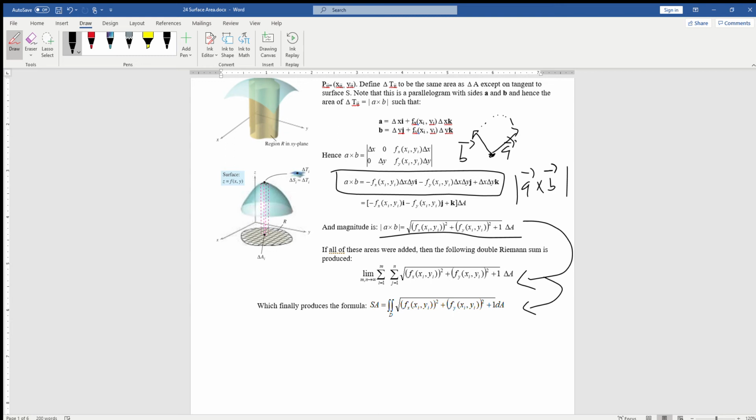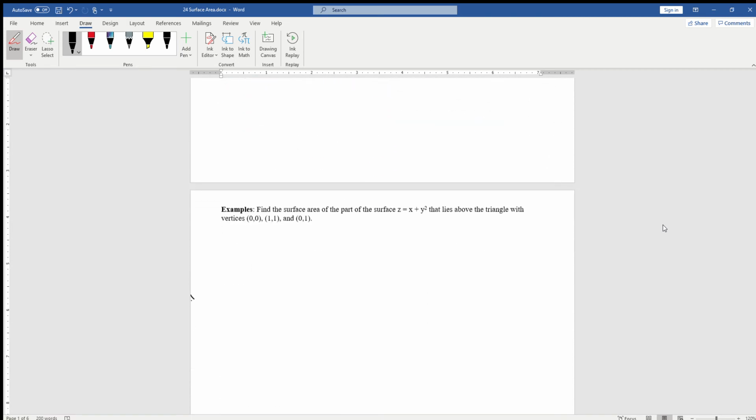What you'll notice is this looks very much like what we saw in Calc 2, except in Calc 2 you probably only had that because you were only working in 2 dimensions. However, in Calc 3, since we're dealing with 3 dimensions, now we're going to just throw in that f_y of x. So now that we know the formula, let's go ahead and look at an example.